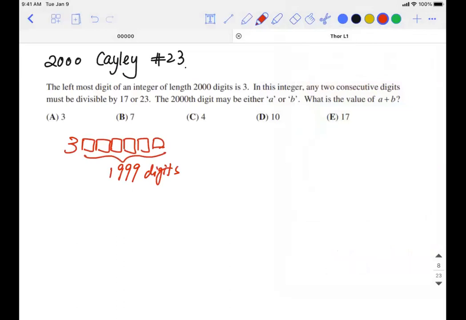In this integer, any 2 consecutive digits must be divisible by either 17 or 23. As long as they're adjacent, any two consecutive digits must be divisible by either 17 or 23, an either-or relationship. And the 2000th digit might be either A or B. The 2000th digit is here, so this guy might be A or might be B. And then the question asks you to determine the value of A plus B.